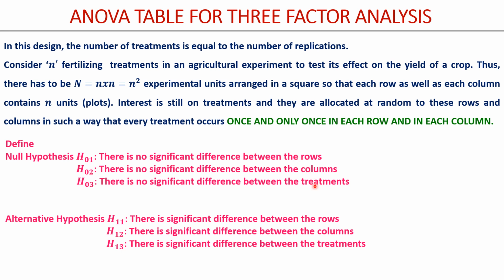So these are the three parameters which are of interest. We'll have three statements for the null hypothesis, that there is no significant difference between the three. And we have the alternate hypothesis, where we say there is significant difference between them: rows is one, columns is the second, and treatments is the third. So we shall go to the next step in the next slide.